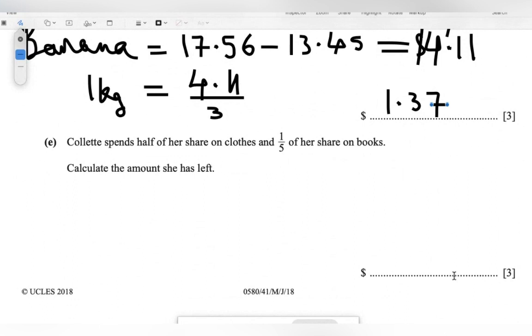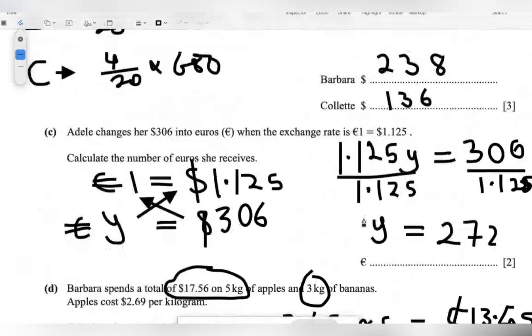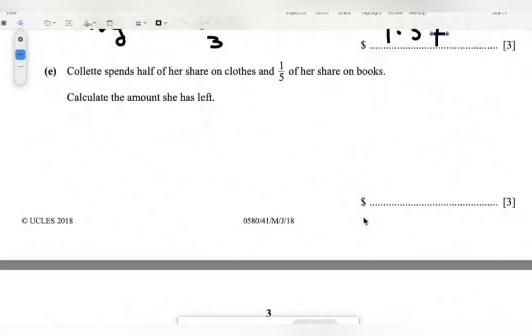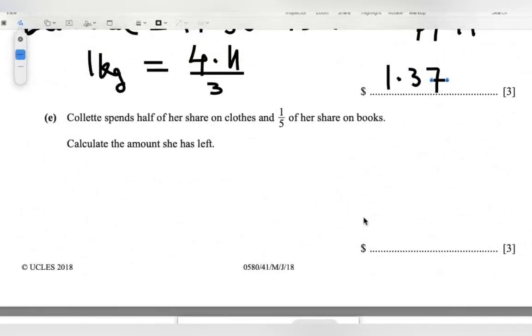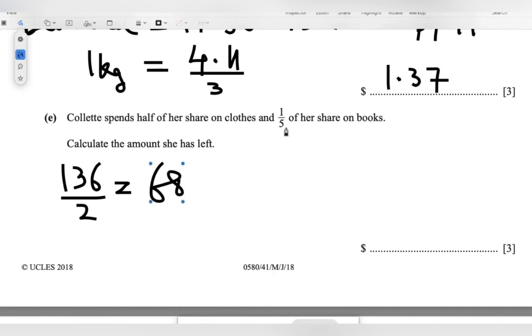And let's move to the next question. Colette spent... how much was Colette's money again? Colette is $136. Okay, Colette spends half of her share on clothes. So half has been spent on clothes. So 136 divided by 2, so that we know how much she has spent on clothes. If you divide this by 2, you get 68, right? So Colette has spent $68 on clothes only.